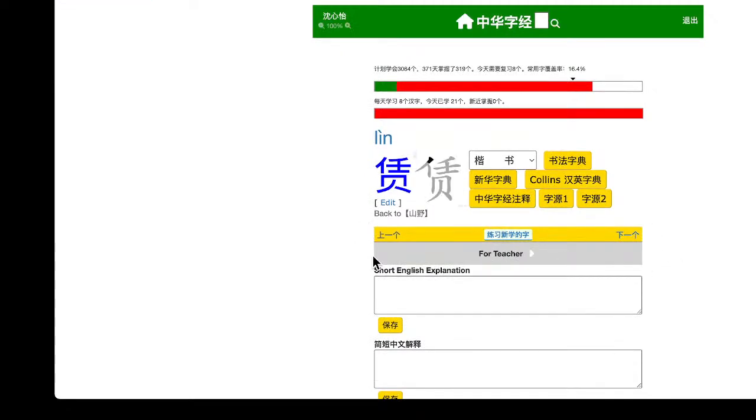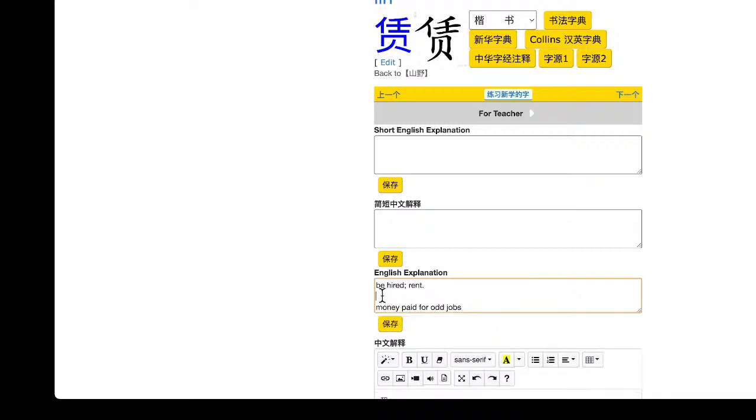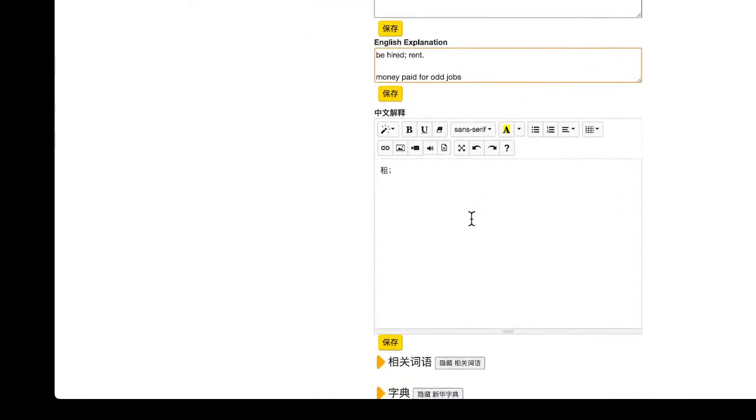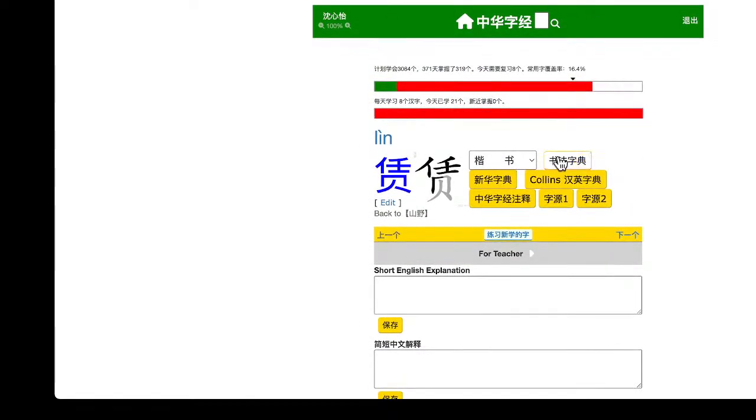Next one, 赁. 赁 means be hired or rent. 租赁 is a word that means rent. Now 赁 also means money paid for odd jobs. So 赁 and 租 basically mean the same thing. Basically this means you work for hire, you let people hire you and work for them. It's called 赁.